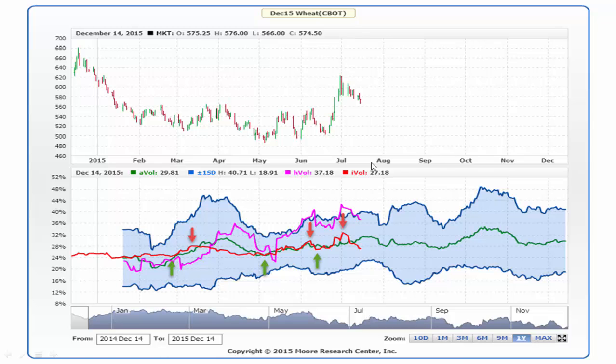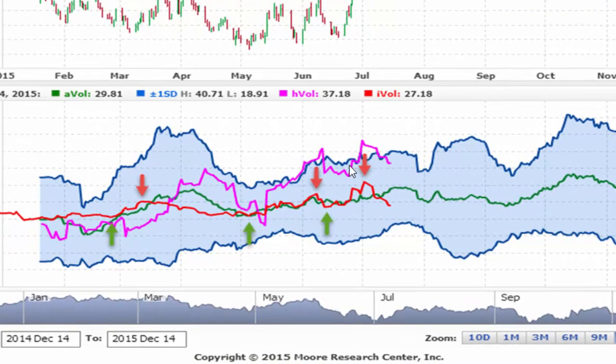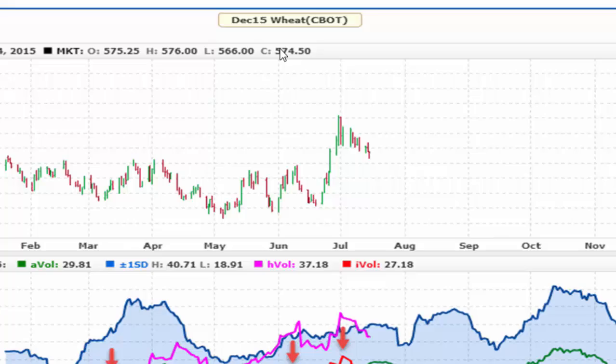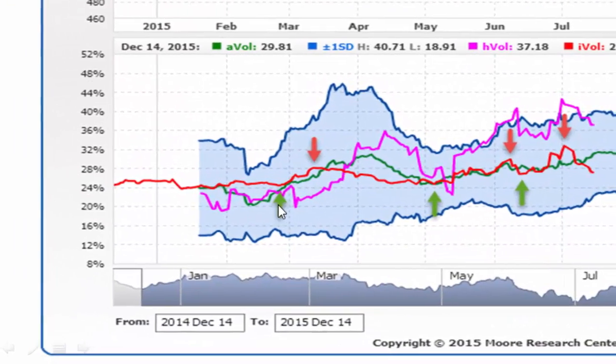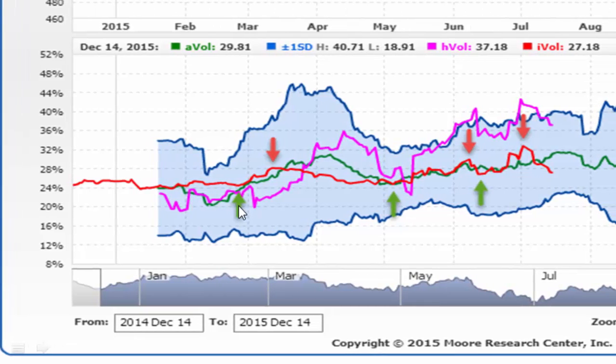In this chart, you can see historical volatility, the violet line, and implied volatility, the red line, for December futures on wheat. And with green arrows, I show you opportunities to buy options when the options price is lower. And the red arrows show you opportunities to sell options when option premiums are high.